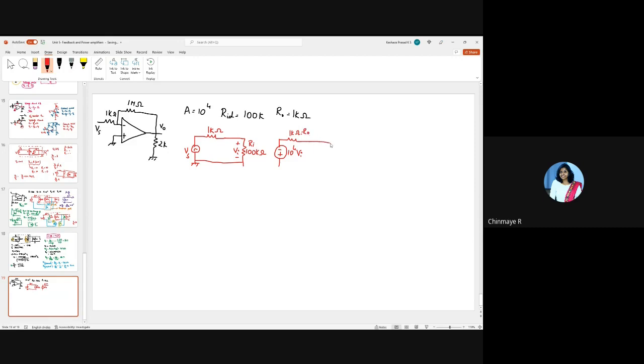Okay, and then you will have a 2 kilo ohm resistance here, across which you are taking the output. And this is also connected to ground. No, all these are connected to ground. This is also connected to ground. Okay, so now this is the op-amp, right?